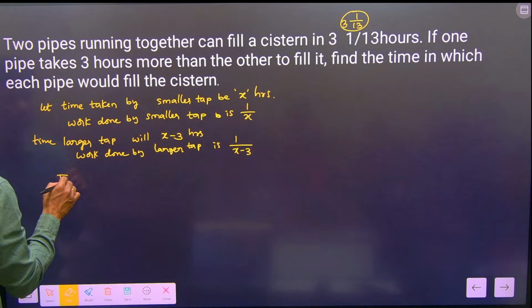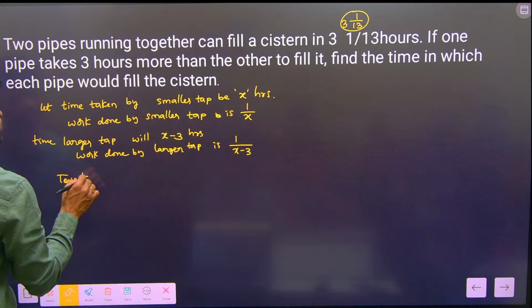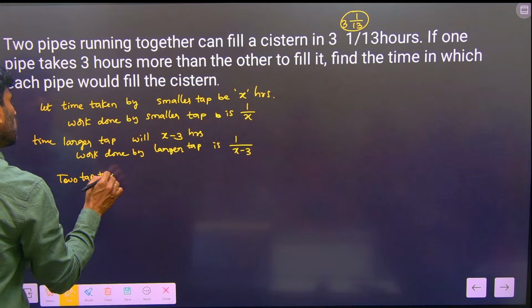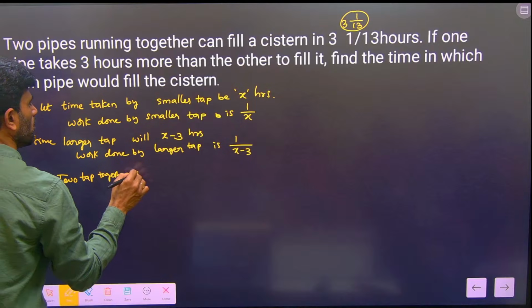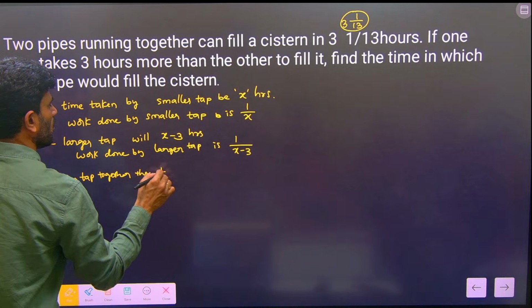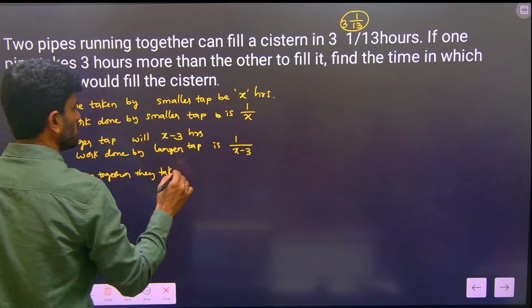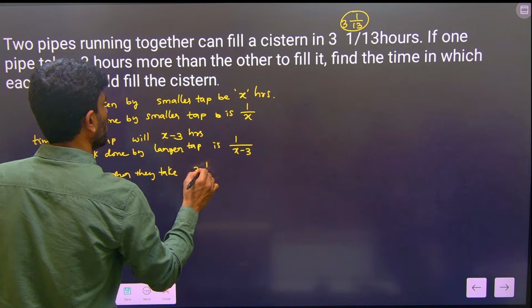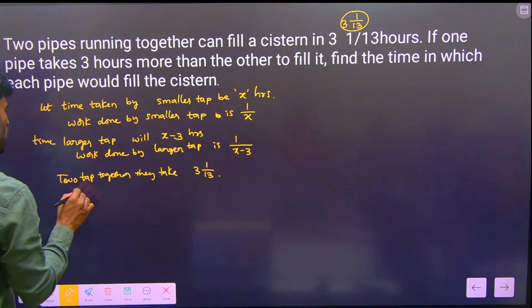Two taps together. When you want two taps together, we have to add the two. Together they take how much time are they taking? 3 1 by 13. So work done by two taps.